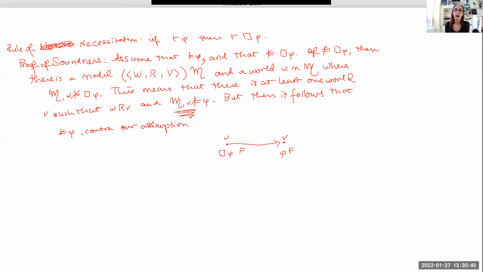So anytime that phi is valid, it's true at every world. This means that every world that can see any worlds is always going to make phi true, and therefore necessary phi has to be true at every world as well. So there you have it, the proof of the soundness of necessitation.